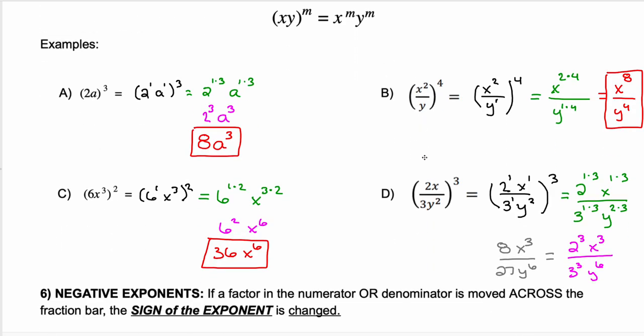Now, I am going to make a note here to always check if fractions can simplify. And that's why I wrote it more in pencil, because I wasn't sure if that would be the final answer. But this one will be our final answer. So our final answer is 8x cubed divided by 27y to the 6th.